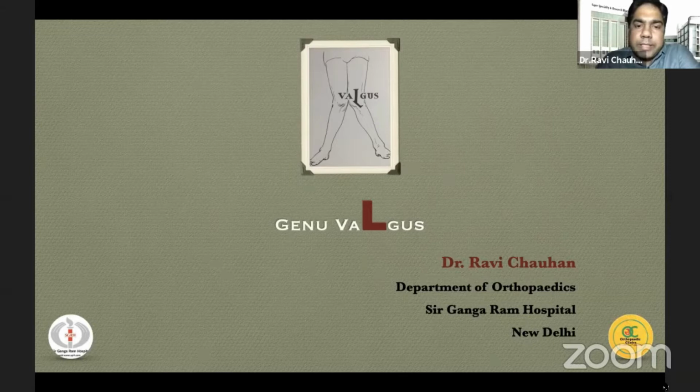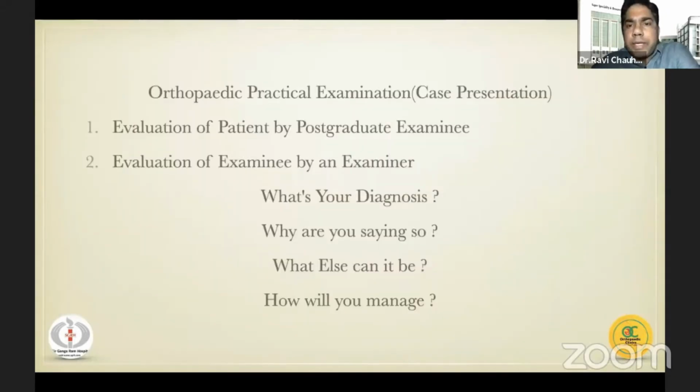I am today presenting the Genu Valgus case. In the orthopedic practical examination, case presentation scenario, there are two aspects. First, evaluation of a patient by a postgraduate examinee, followed by evaluation of the examinee by an examiner through certain questions. What is your diagnosis? Why are you saying so? What else can it be, and how will you manage? In my presentation, I will go through these two parts, first part and the second half.